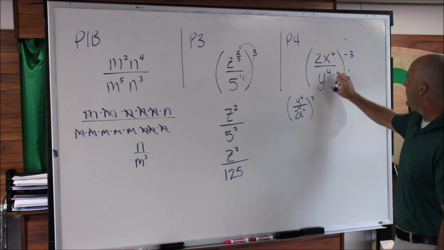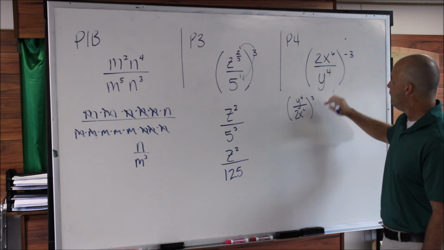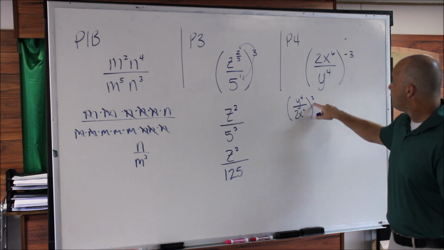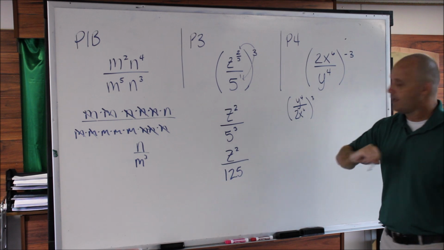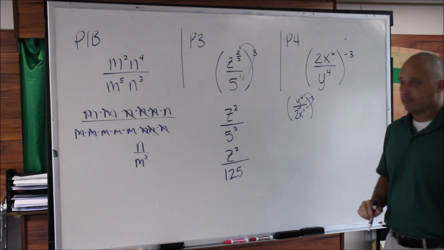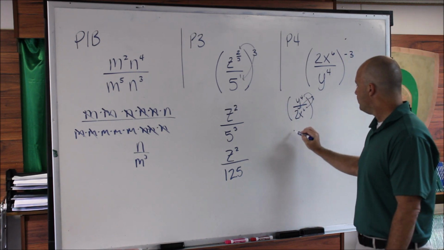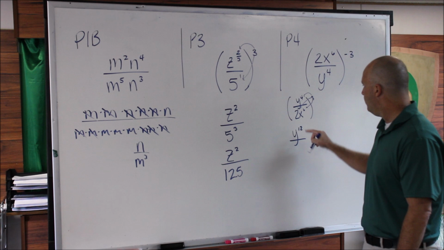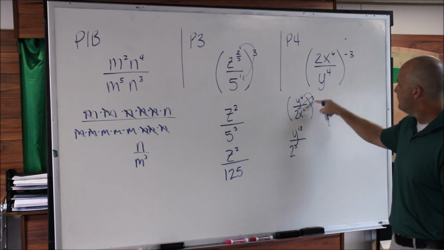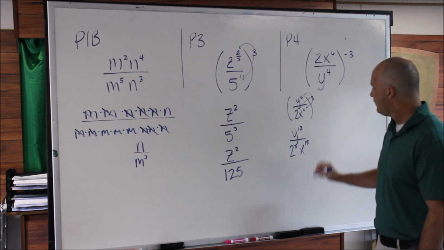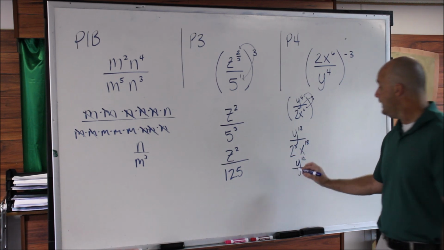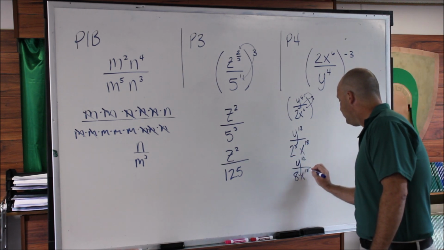Or I could just go ahead and distribute this negative 3 through to everything. Let me just go ahead and finish this one off first before I do that. So I'm going to take this 2. Remember, this 2 has an exponent of 1. And then I'm going to distribute the 3 through to everything there. So y to the fourth to the third, so 4 times 3 is 12. So y to the 12 over 2 to the first to the third is 2 to the third. X to the sixth to the third is x to the 18th. So now we got y to the 12th over 2 to the third, which is 8, x to the 18th.